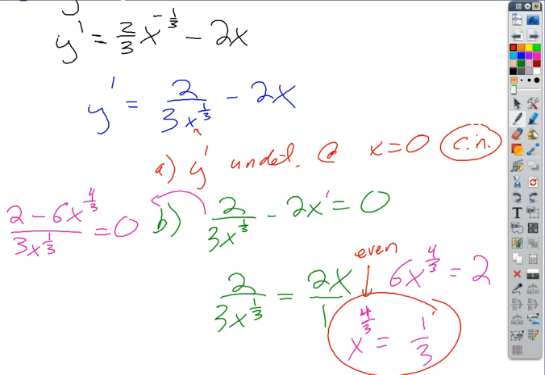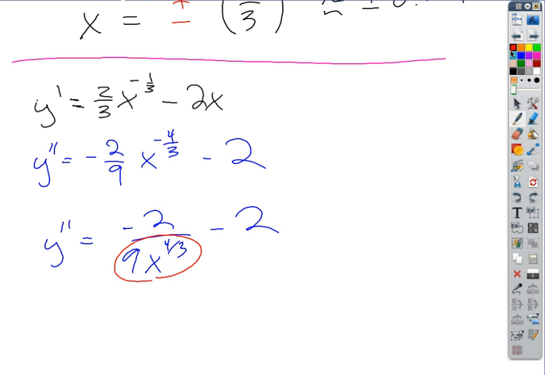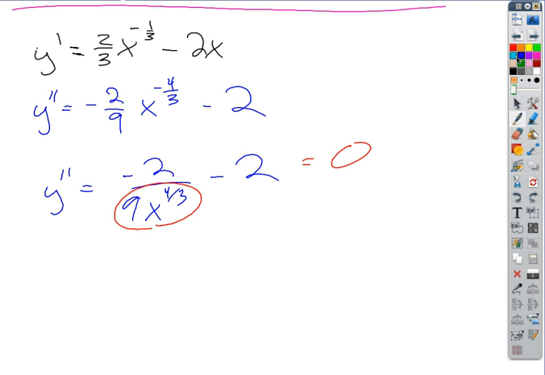Okay, what else now? If I want to find out where this equals 0, we've got to find the other critical number. Where does that equal 0? Let's just do the cross multiply thing. If I add this to the other side, don't I just get 2 over 9x to the 4/3 equals 2? We got to find the 0. Equals positive.